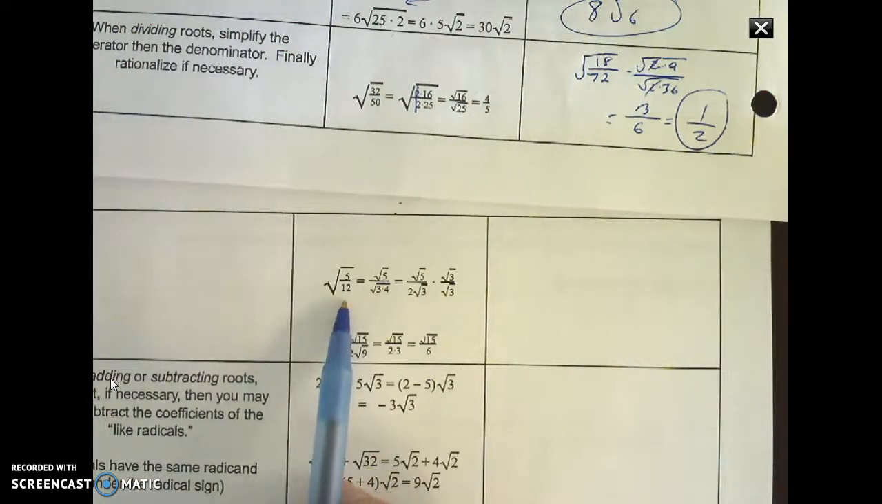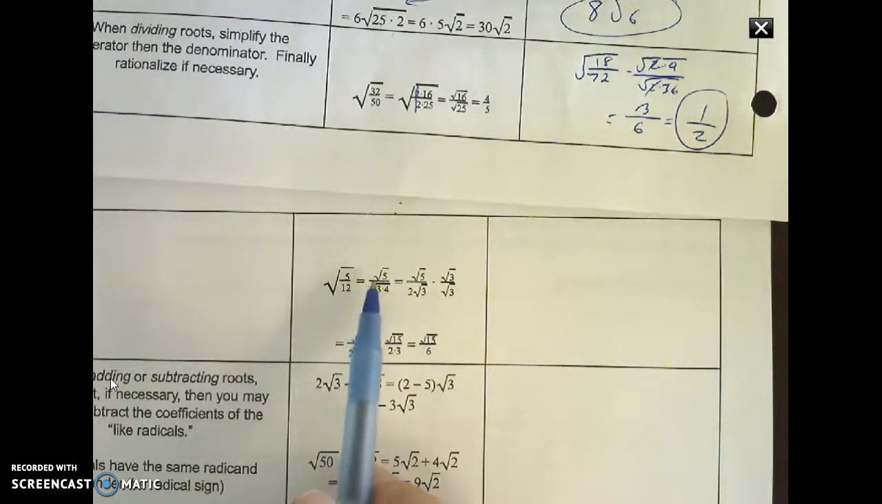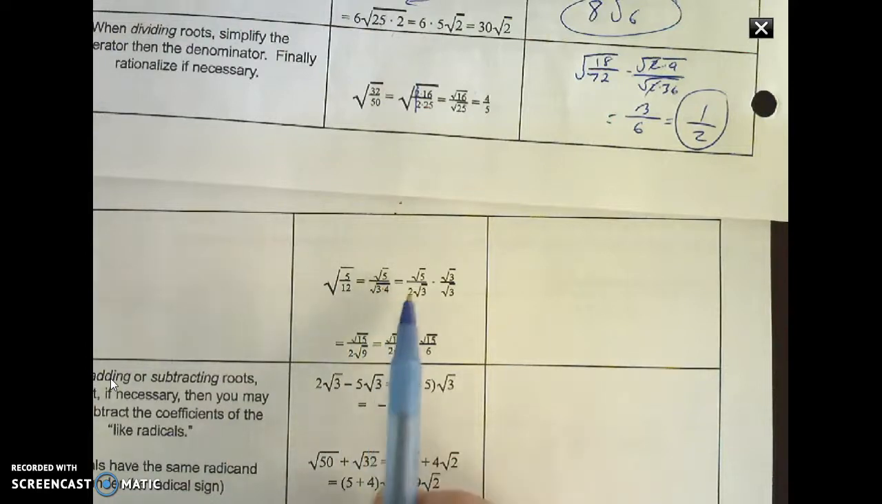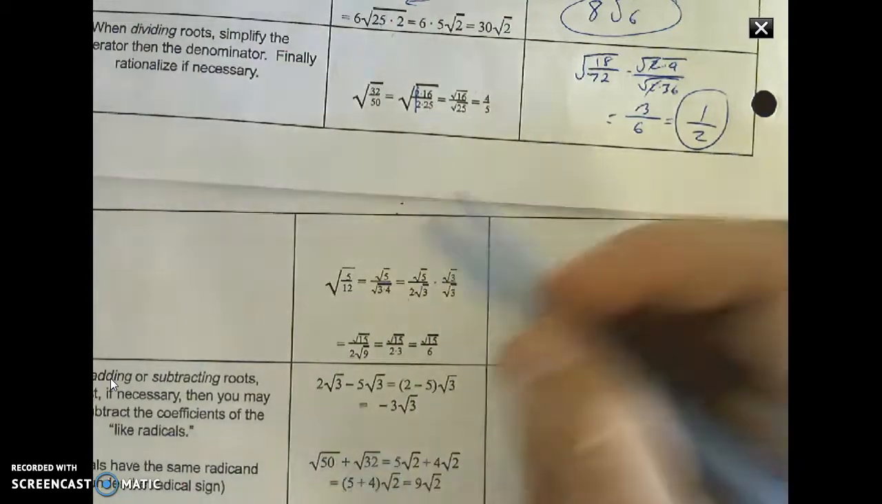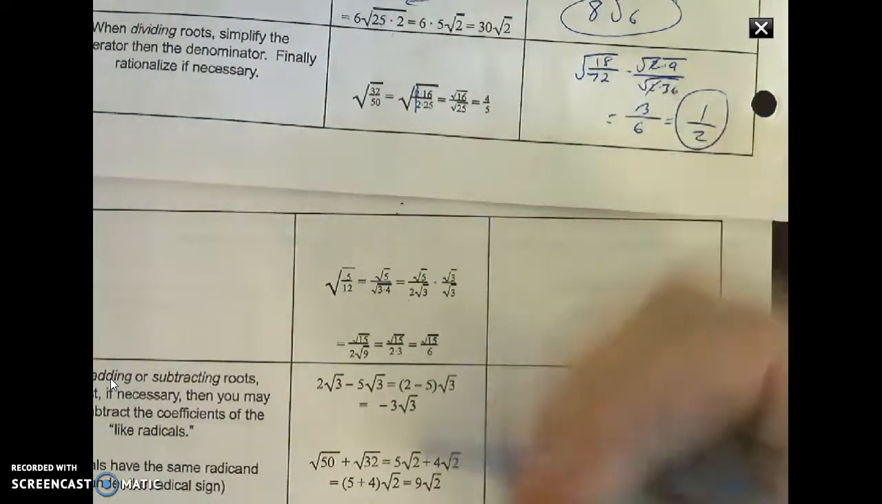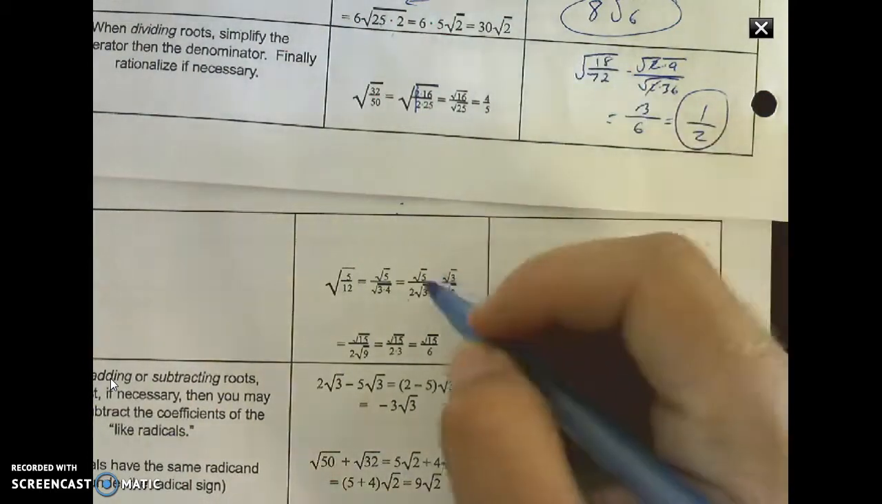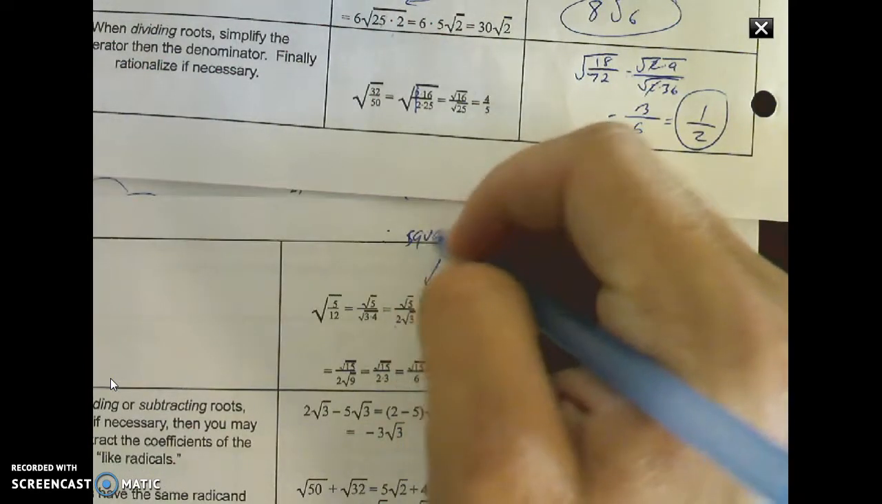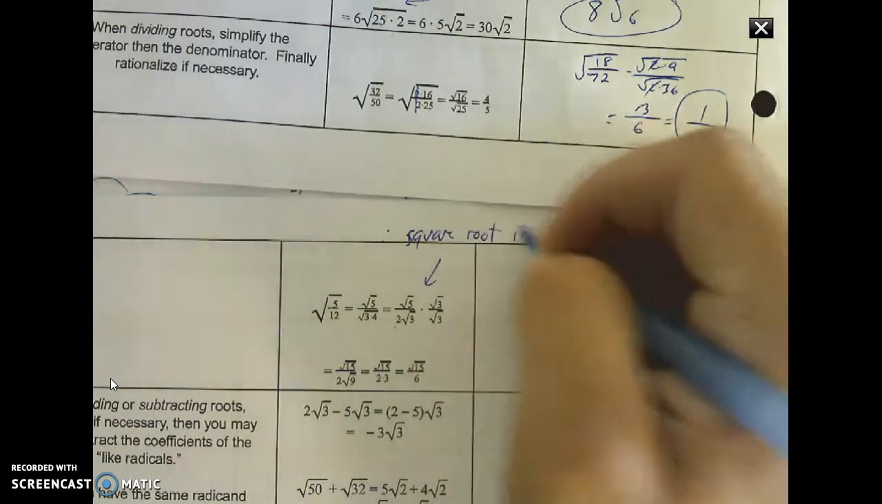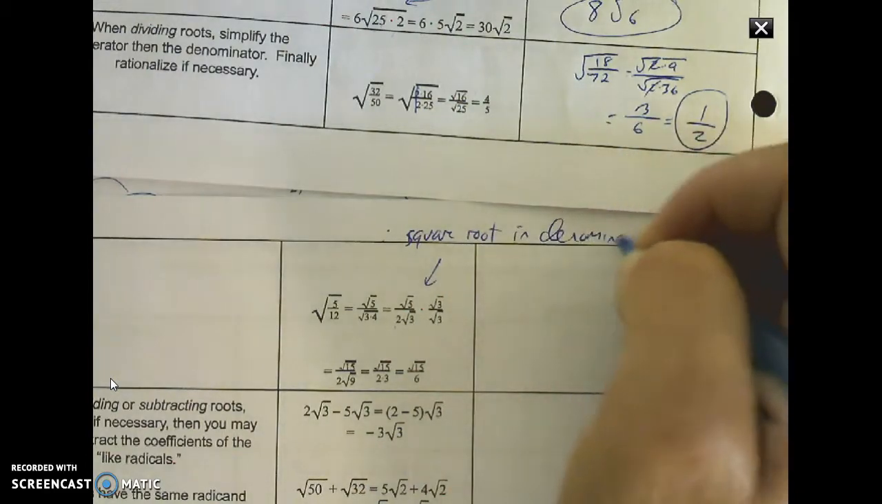Root 5 over 12. We can break this down. Root 5 over root 3 times root 4. So the square root of 4 becomes 2. Alright. As I mentioned to you guys before, negative exponents are ugly. We don't want them. The same thing goes when you have a square root in the denominator. That is bad.